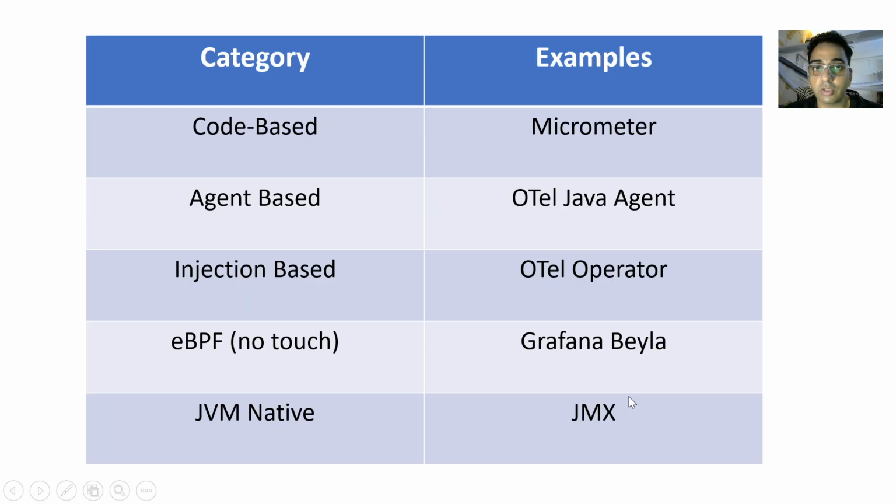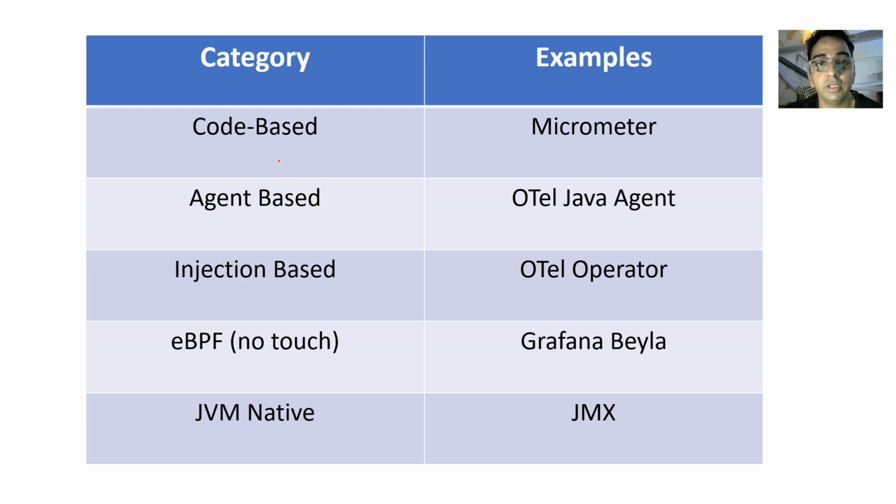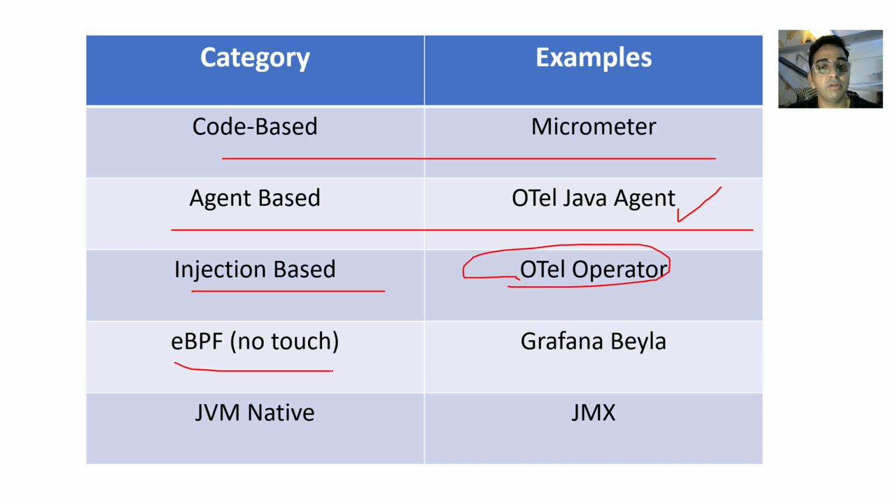the application monitoring. And what are the categories if we really talk about it? Code base means Micrometer, when we are modifying the code and then getting the metrics. Agent base means the OTel Java agent. Injection based means the OTel Operator, which is recently being developed by the OpenTelemetry community. eBPF means you are not touching your application; you're installing this onto your Linux based virtual machines, and it will be done with the help of Grafana Beyla. And then native means installing the JMX exporter and getting these metrics.